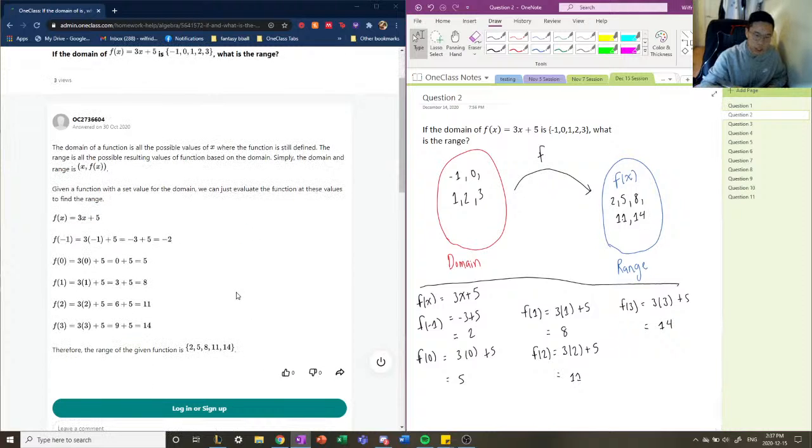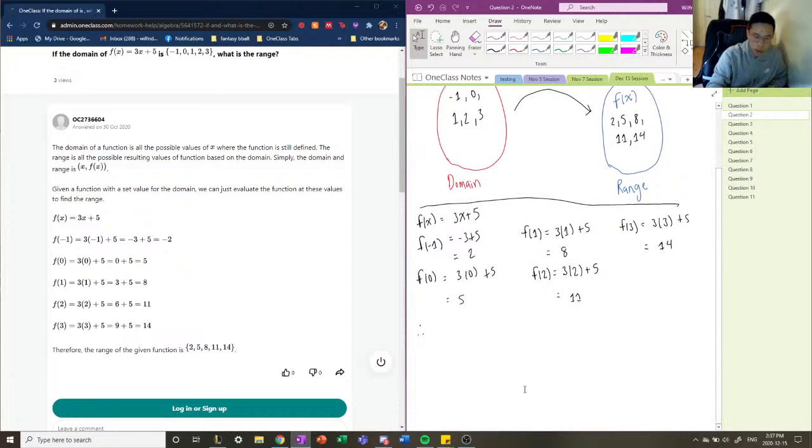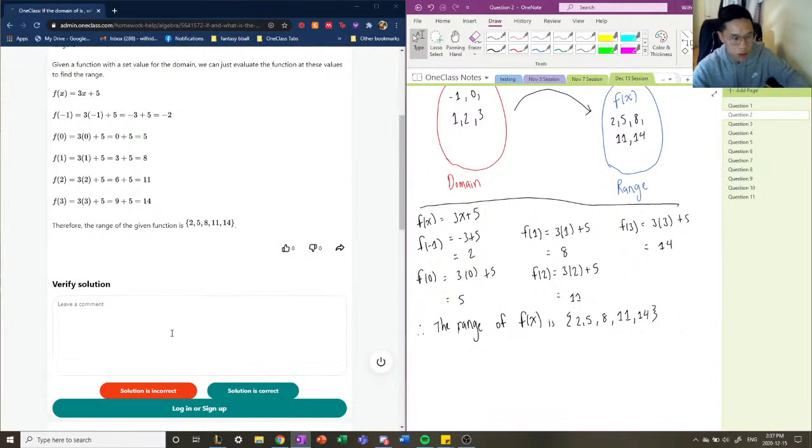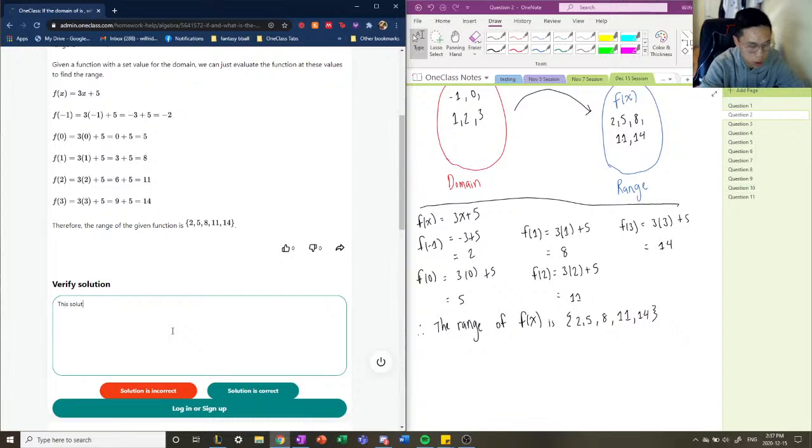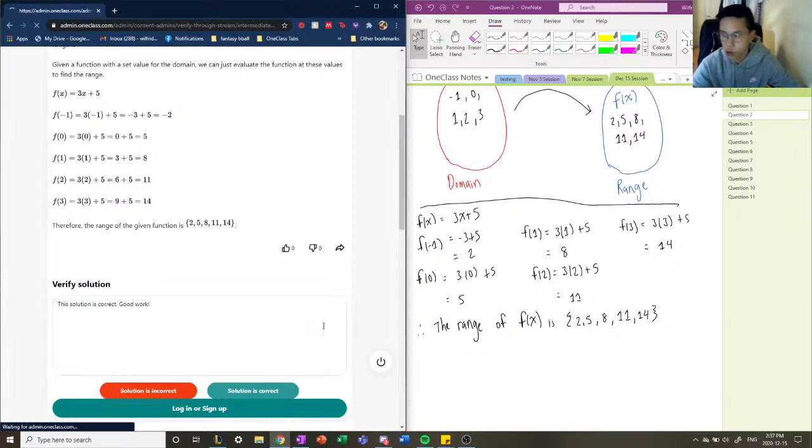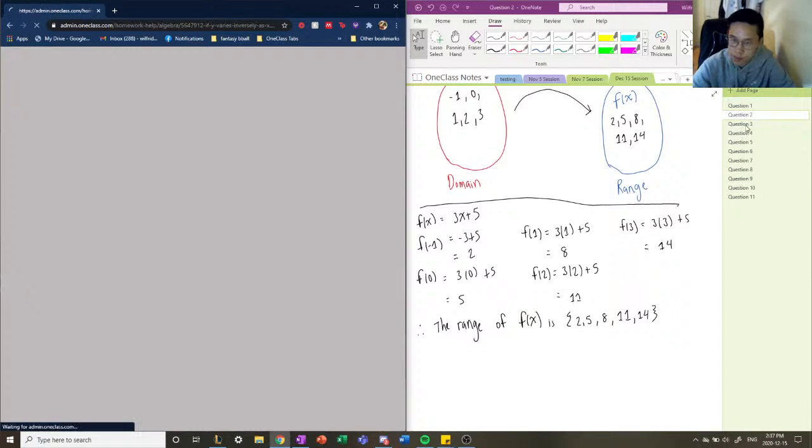And so our range is, let me just write a statement here. The range of f of x is 2, 5, 8, 11, and 14. Okay, cool. So this is the solution. All right, let's move on to the next question.